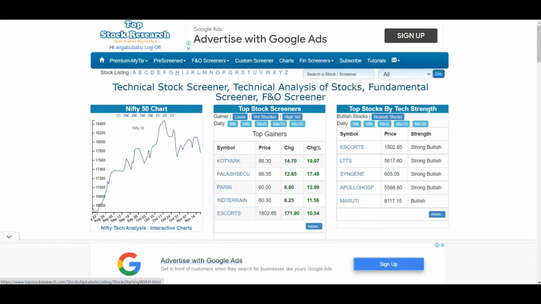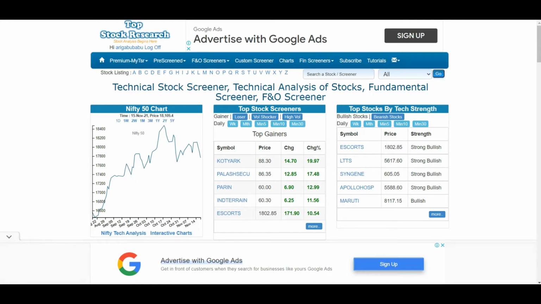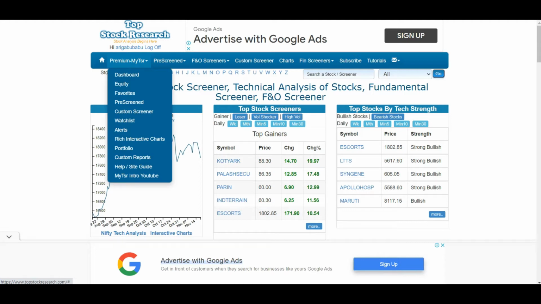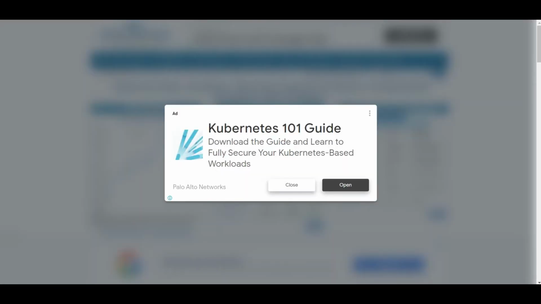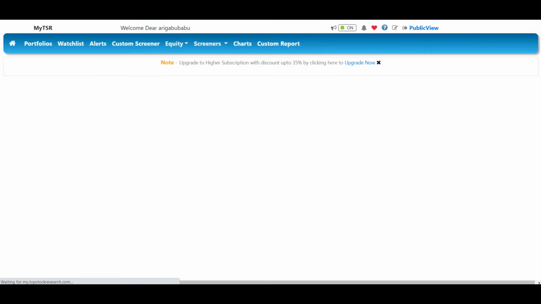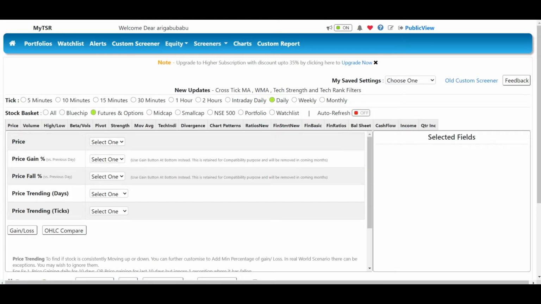When you initially search Top Stock Research, you get to see this. This is my account. Then I go to this premium My Top Stock Research. I click here because I am already signed up. Then I go to custom screener. Now my profile is loaded. I will show you how I screen here. My default screener is already saved, that is the Mark Minervini screener. Let me show you step by step how I do it.